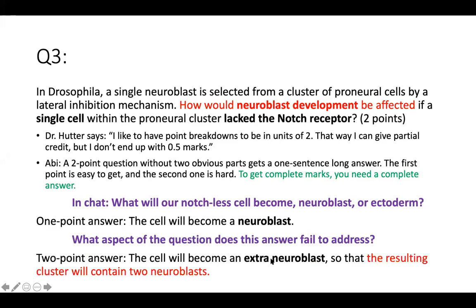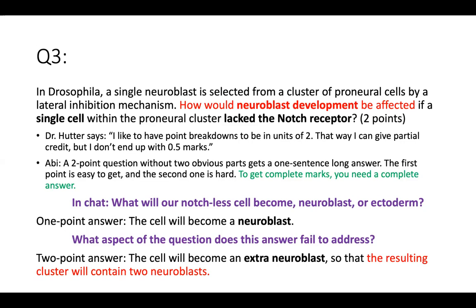The total answer is this. You'll get an extra neuroblast. Because it doesn't have the Notch receptor, it's opted out of lateral inhibition. So lateral inhibition will proceed as normal and a neuroblast will win it. And this one will also be a neuroblast in that cluster. So there's levels of understanding of the question, and we're trying to grade the level of understanding of the question. Does that make sense?